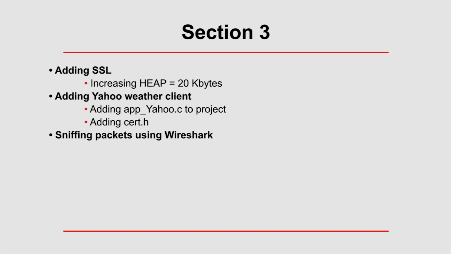We will then be sniffing packets using a tool called Wireshark. Wireshark allows us to view packets exchanged between the Ethernet Starter Kit and the Yahoo weather server.